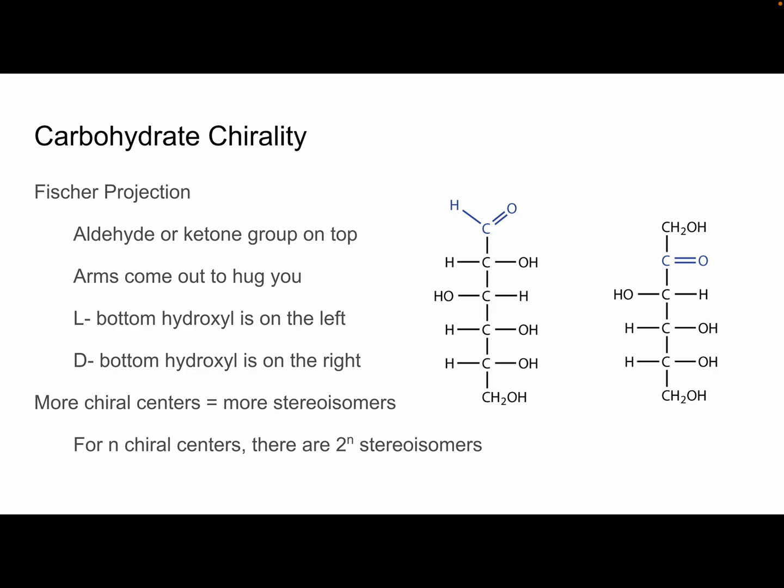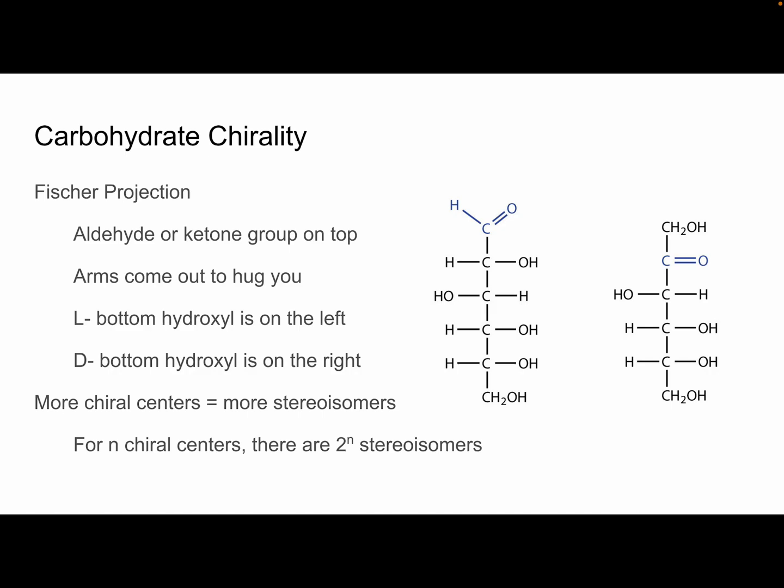So these are 1, 2, 3, 4, 5, 6. These are hexoses. The first one is an aldose hexose, and it is a D-aldose hexose. The one on the right is a D-hexose ketose. There we go.